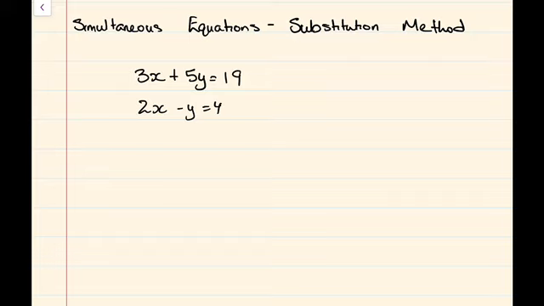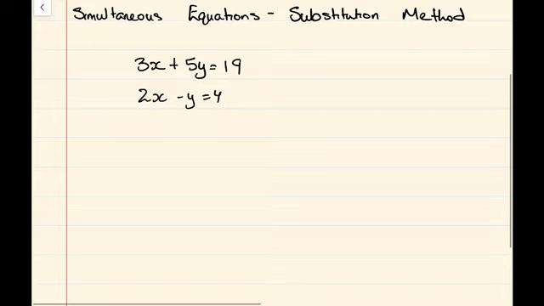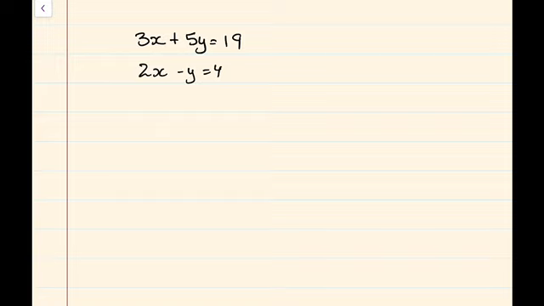In this case, both our variables are x and y. The easy thing to do in this question is to solve the second equation for y, since the coefficient of y is just 1 or negative 1. Because the coefficient of y is just 1, it would be easier to solve the equation for this one. So let's go ahead and get that done.